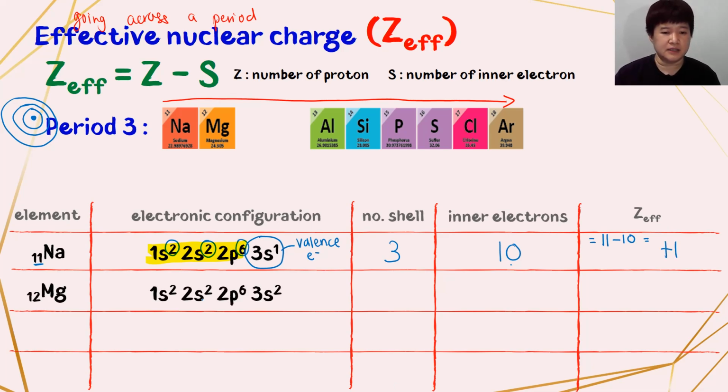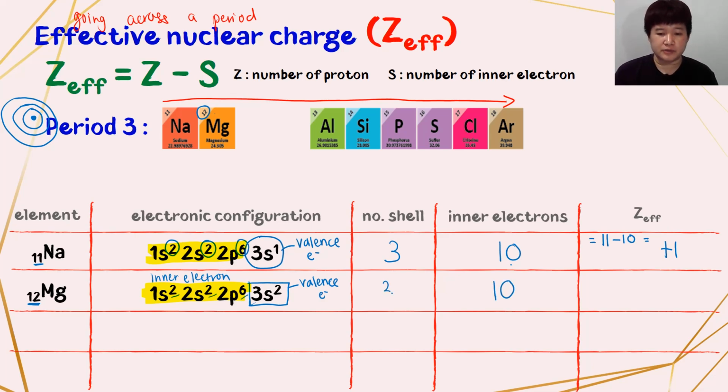The second element in period 3 is magnesium, where the proton number increases to 12. So your proton number now is 12, with the electronic configuration as given, and your 3s2 is your valence electron. Since your 3s2 is your valence electron, the remaining electrons will be your inner electrons. And your inner electron is how many? Your inner electron is 10 because you have 2 plus 2 plus 6.